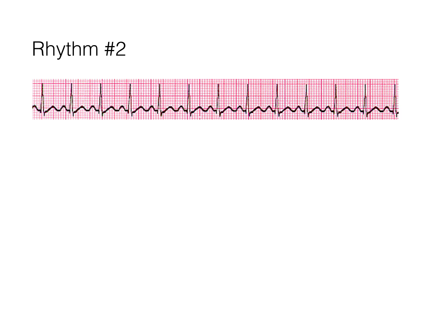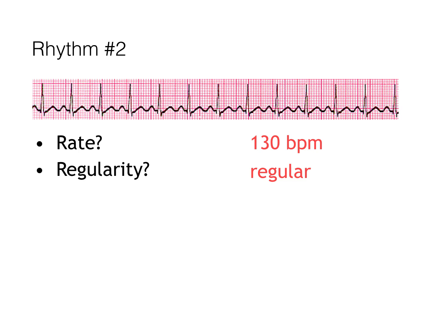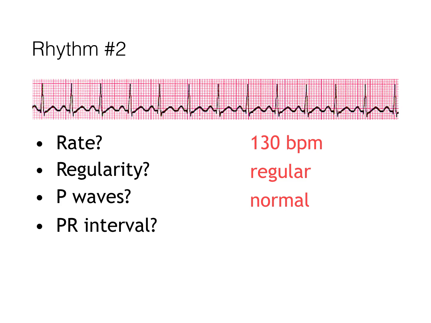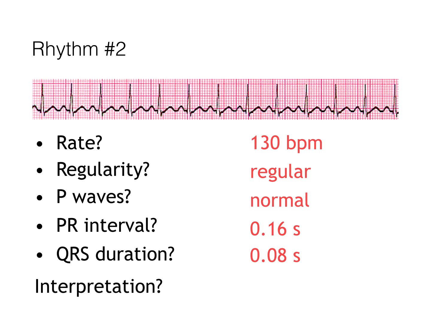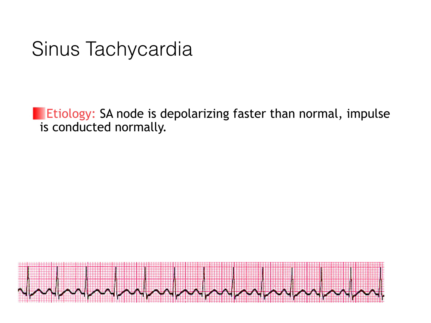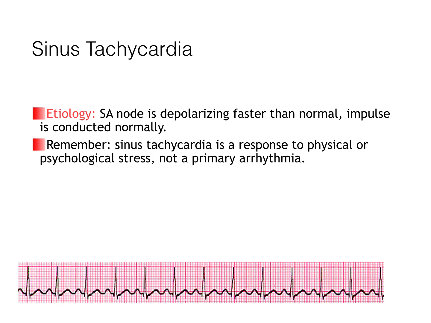In this strip, the rate is about 130 beats per minute. Yes, it is regular. P waves are normal. PR interval is normal. QRS duration is also normal. So our interpretation is that this is a sinus rhythm and tachycardia is present. So it's sinus tachycardia. In this, the SA node is depolarizing faster than normal. The impulse is conducted normally. Remember one thing, sinus tachycardia is a response to physical or psychological stress. It's not a primary arrhythmia.